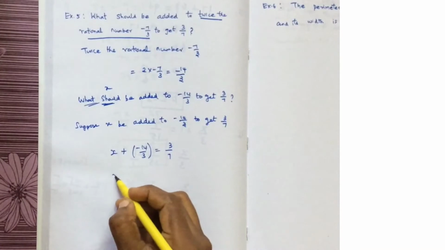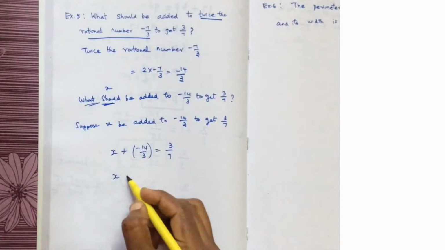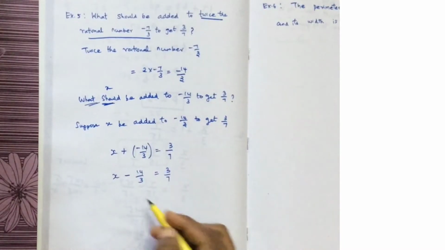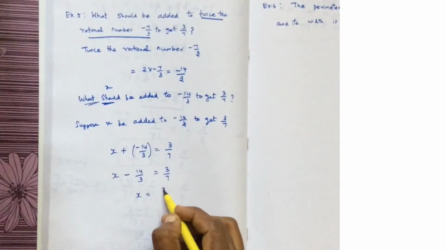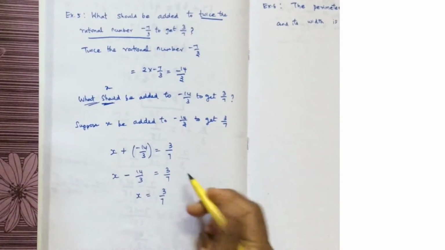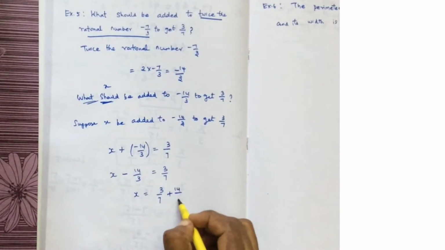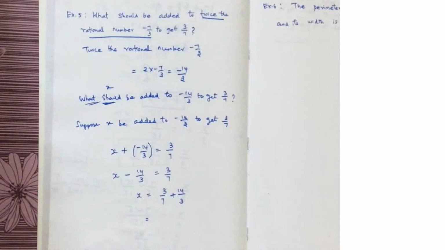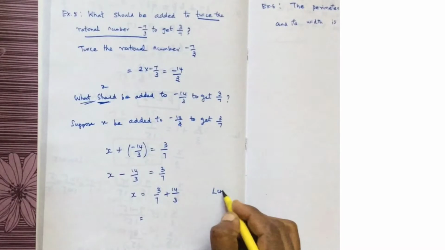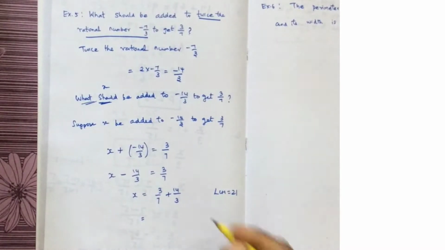Now if you see this x, plus into minus is minus 14 by 3, equal to 3 by 7. So x equals 3 by 7, and this minus 14 by 3 when moved to this side becomes plus 14 by 3. Now I have to take the LCM. The LCM of 7 and 3 is 21.